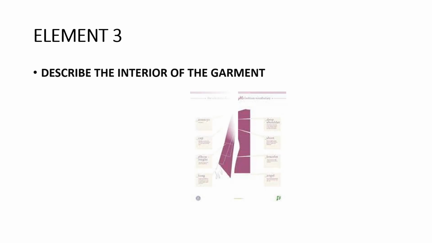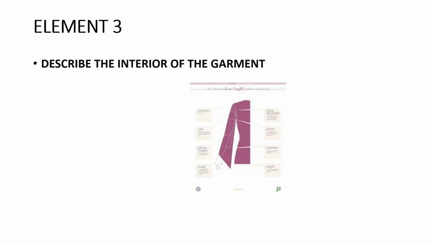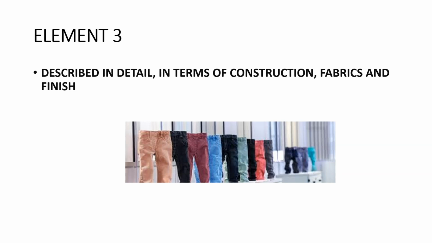Now element 3, when you are talking about it, we talk about the interior of the garment, okay. So the interior of the garment, when you are talking about what is inside the garment, it talks about the detail in terms of construction, it talks about fabrics, it talks about the finish. So different garments are there. So construction, the fabric used, finish. So all interior parts of the garment are covered under this element 3.